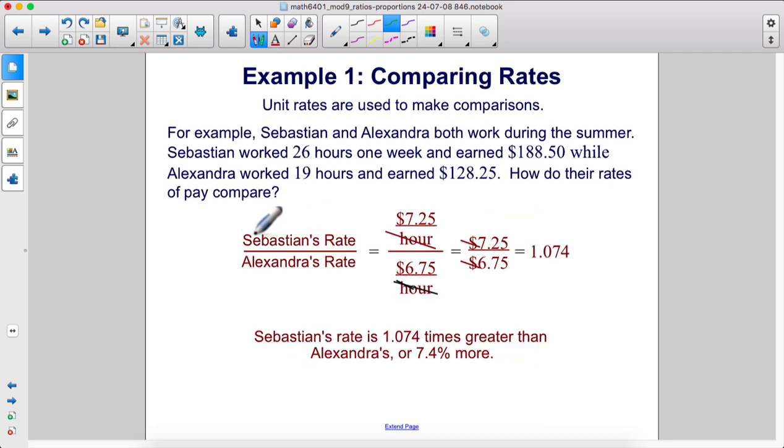All right, so we are going to divide Sebastian's rate by Alexandra's rate. 7.25 per hour over 6.75 per hour. The hours cancel, giving us 1.074. Therefore, Sebastian's rate is 1.074 times greater than Alexandra's. Or you could think of this as 7.4% more.